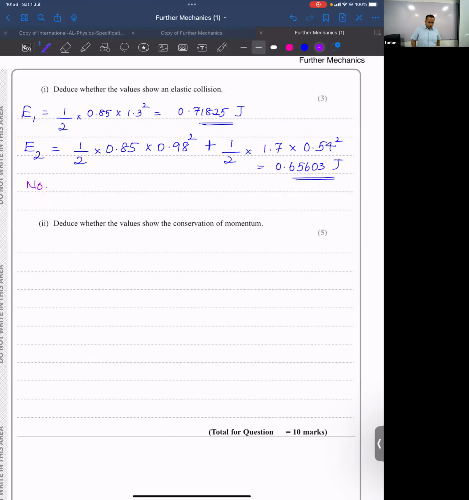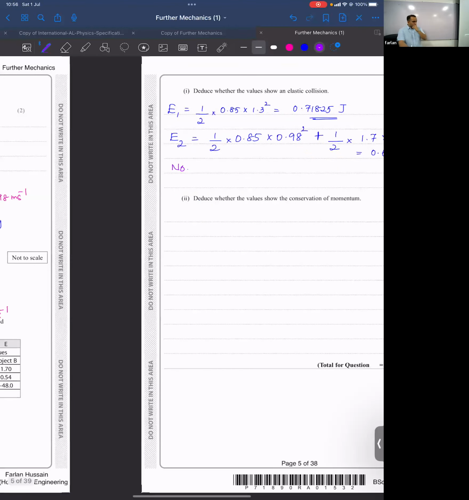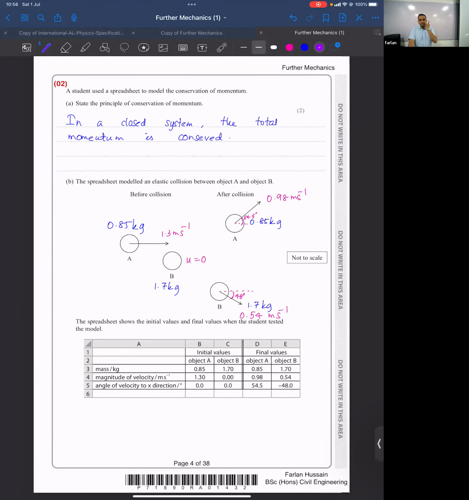The next one, deduce whether the values show the conservation of momentum. So how do we check that one? It's a 5 mark again. Listen to me. Now it's a 2D collision. We have to consider the momentum conservation in 2 perpendicular directions.